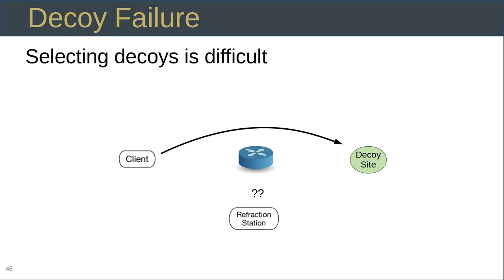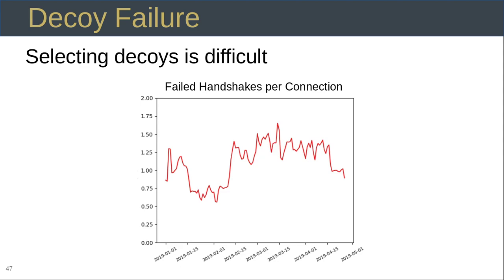And predicting that routing is difficult. So we classified how often clients could expect to fail this handshake. And it turns out that they typically expect to fail once per connection. So on average, a client would expect to connect, fail once, and then reconnect and be able to connect to the Tap Dance proxy using Psiphon. And this, again, had caused significant latency in establishing connections.